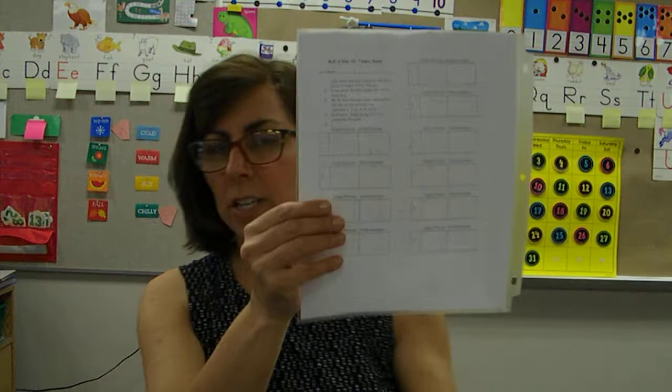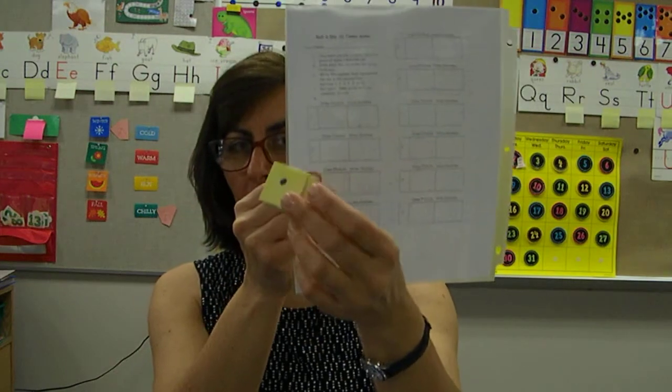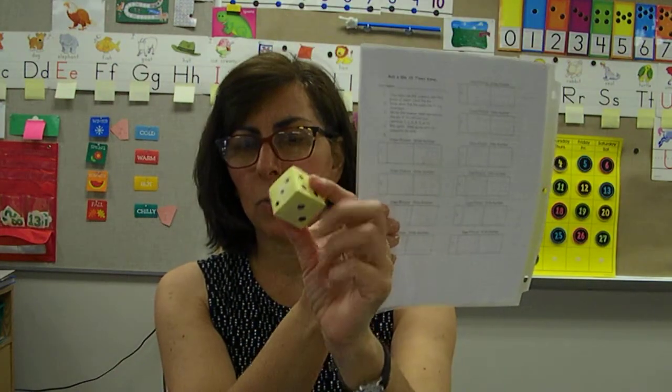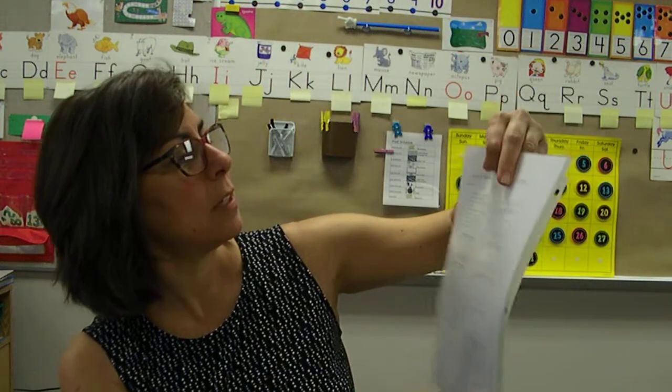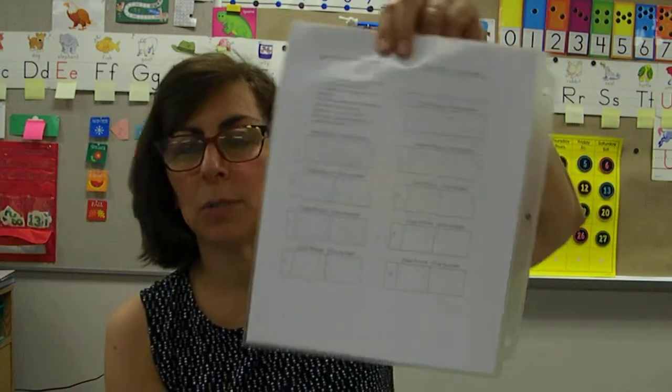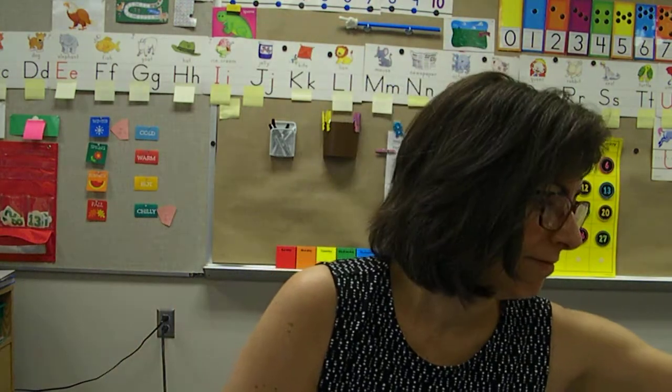And we will be rolling our die, again, just like yesterday. Make sure you have either a real one or the paper one. It's fine either way. And this sheet that says roll a die 10 times game. And I think we're ready.